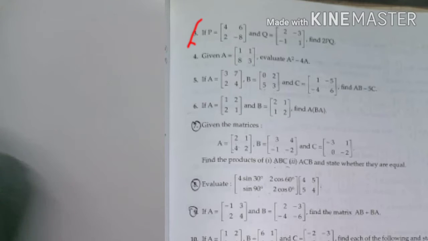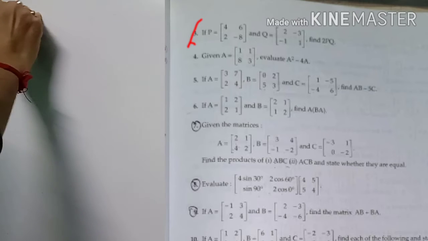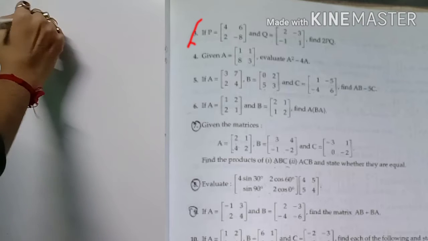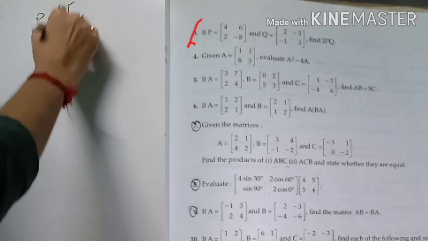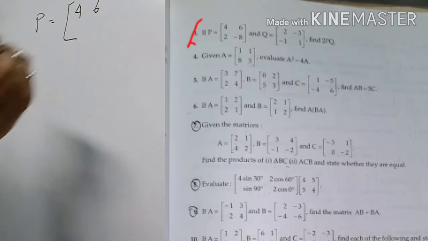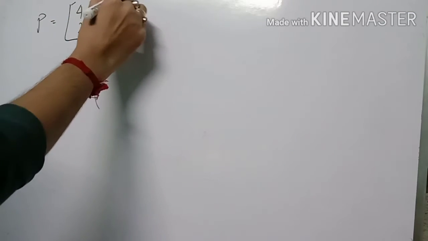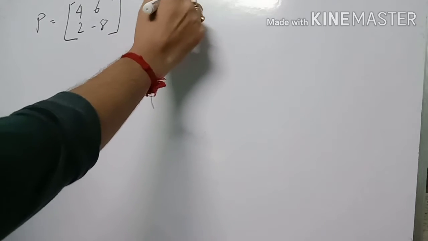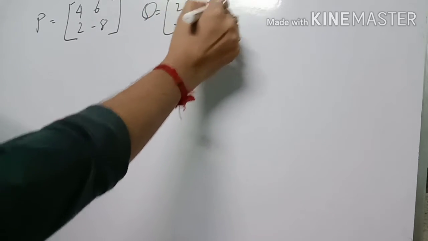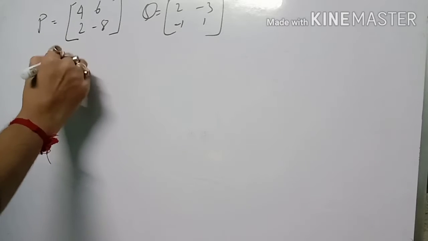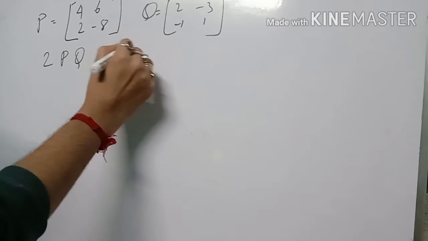Next sum is saying that if P equals 4 6, 2 minus 8 and Q matrix is 2 minus 3, minus 1 and 1, find 2PQ. Okay, fine. P matrix is 4 6, 2 minus 8 and Q is 2 minus 3, minus 1 1. So we are looking for 2PQ. Let us multiply.